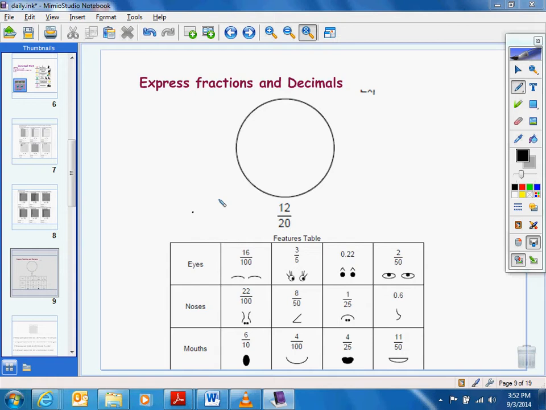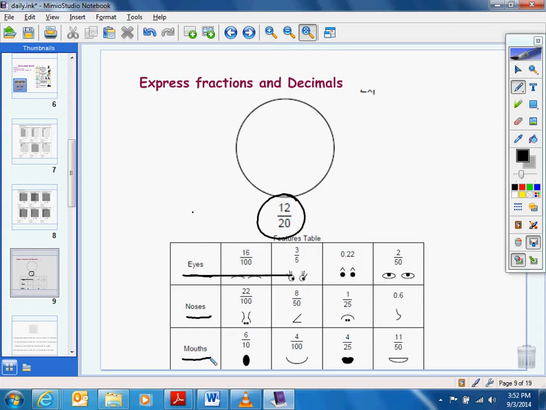So in order to find out which set of eyes, which nose, and which mouth, you've got to find the equivalent fraction or an equivalent decimal to the fraction that you were given. So our first fraction is 12/20. So we've got to find a set of eyes, nose, and mouth that are equivalent to 12/20.